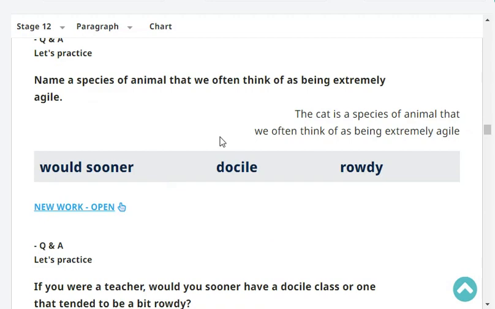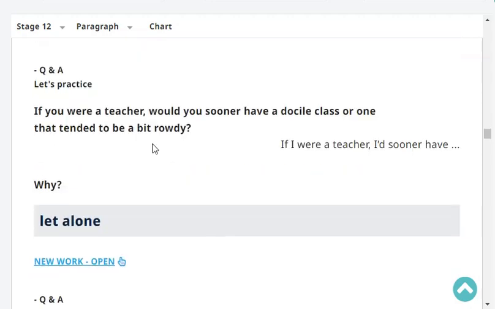Name a species of animal that we often think of as being extremely agile. The cat is a species of animal that we often think of as being extremely agile. Very good.